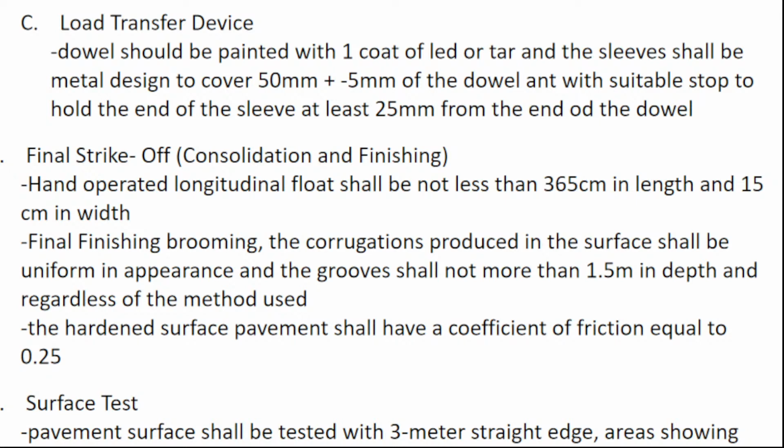The corrugations produced, the surface shall be uniform in appearance and groove shall not be more than 1.5 meters in depth. Grooves. And regardless of the method used, the hardened surface pavement shall have a coefficient of friction equal to 0.25. So the top of the pavement should have this friction to avoid slippage, slippery roads.